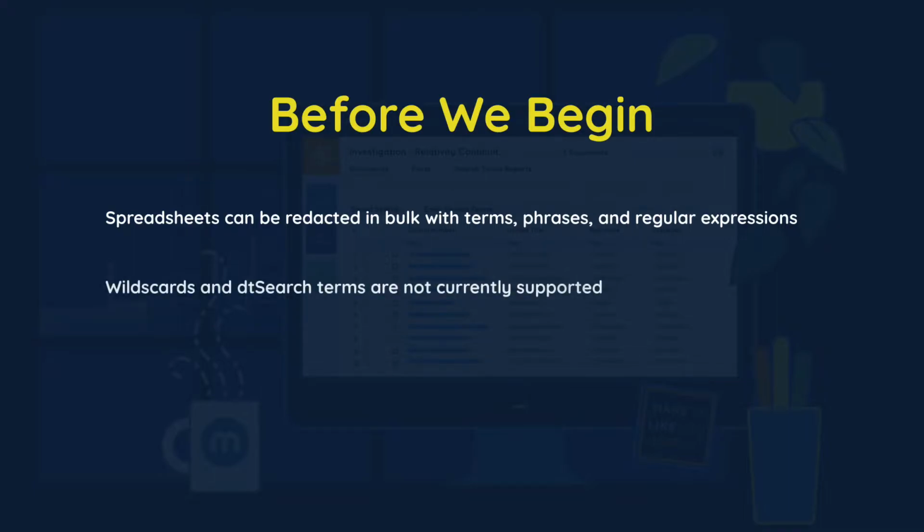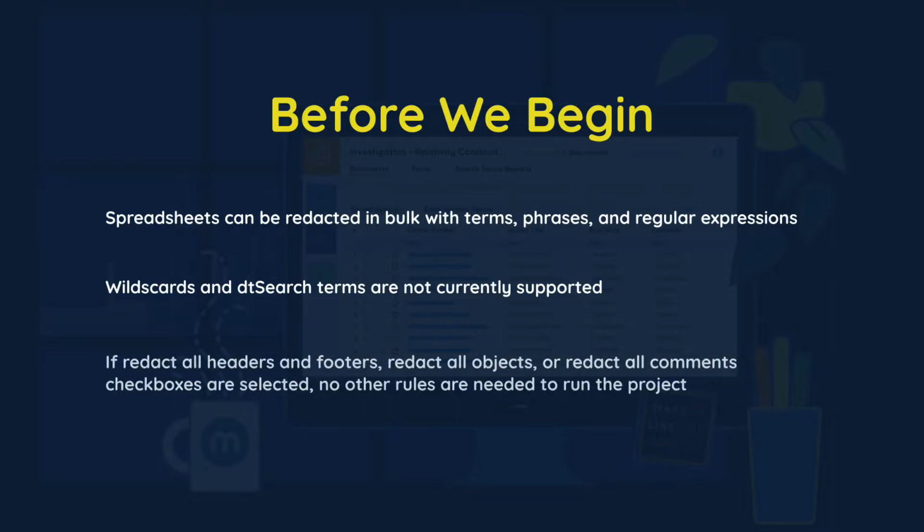In the project itself, or through a CSV template, wildcards and DT search are not supported. If the redact all headers and footers, redact all objects, or redact all comments checkboxes are selected, no other rules are needed to run the project with those settings.